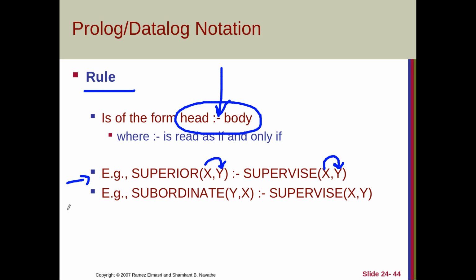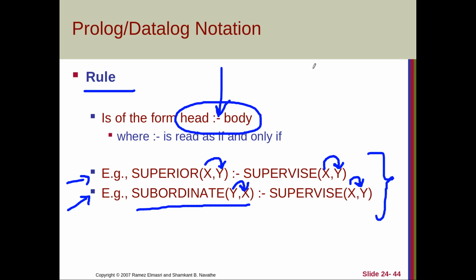Similarly, you can see another rule, subordinate y comma h. This y and h are reversed here. Now y is the subordinate of h if and only if h supervises y. The same thing. Based on the same body, we are defining a new head, that is, y is the subordinate of h. When will this happen? When h supervises y. I hope it is clear.